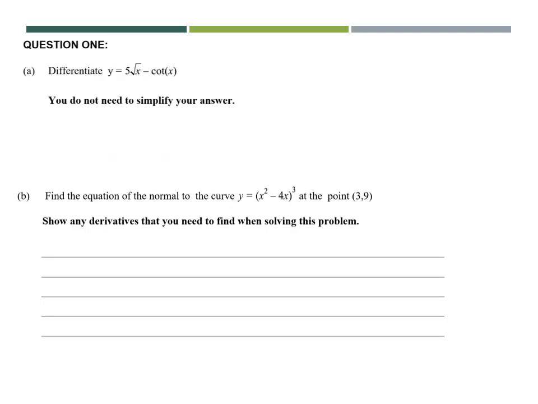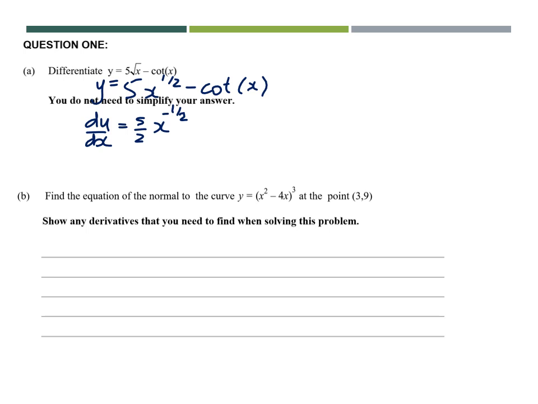Okay, starting from scratch. If that's a surd, can you differentiate it? No, so we need to make this y equals 5x to the power of a half minus cot of x. So when you're differentiating, what do you do? Yeah, so you take one off the power, so that's going to be 5 times a half, which is 5 halves. A half minus a half is negative a half.